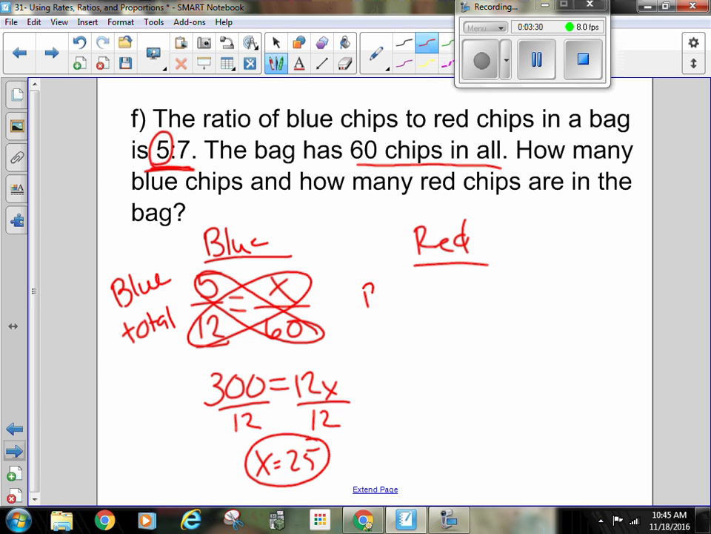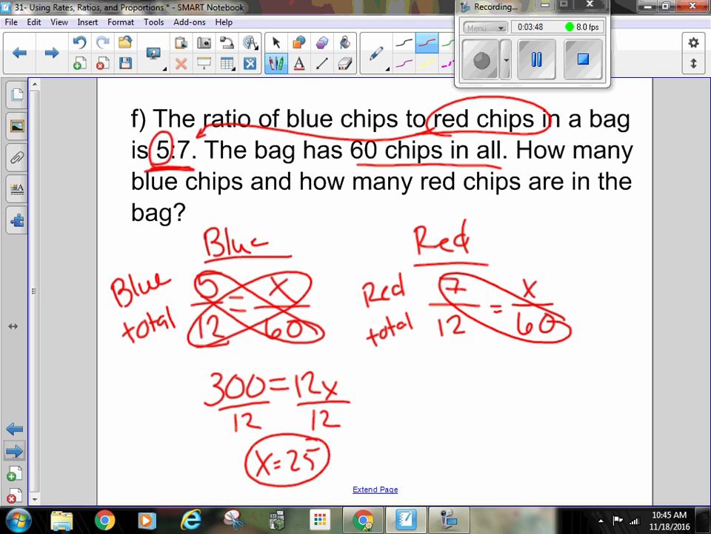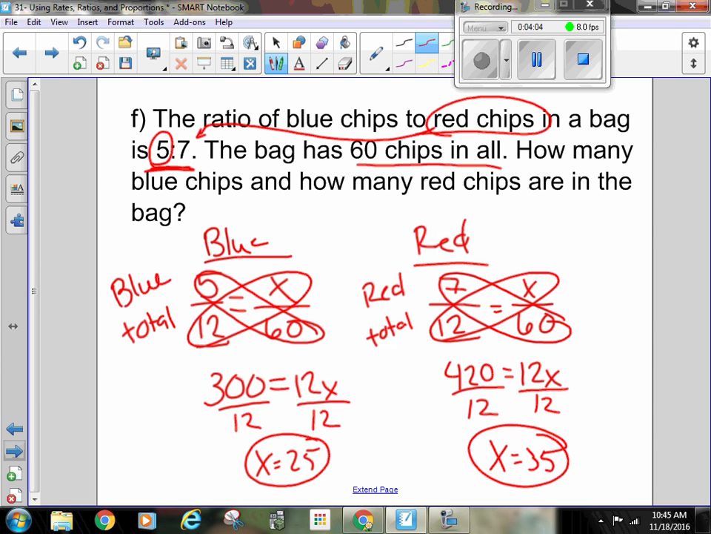We're going to do the same thing with red chips. We're going to put red over the total. We do the ratio first. Here, the red chips came in second, so that's my 7 out of my total of 12 again. We want to know how many red chips are out of my total 60. So we take 7 times 60, and we end up with 420. We take x times 12, we get 12x. Divide both sides by 12, and we end up with 35. The other thing to keep in mind is once we knew our blue chips, we could have just taken 60 and subtracted that to get our red chips.